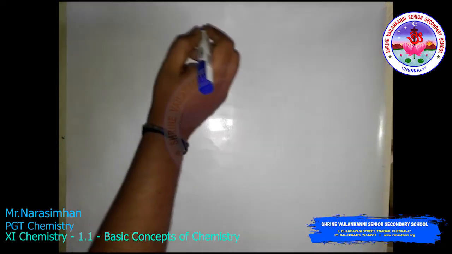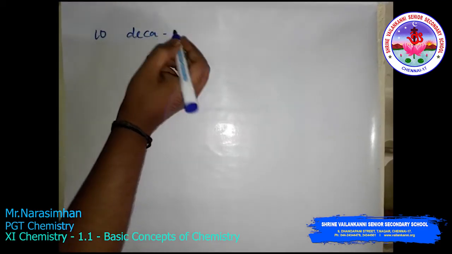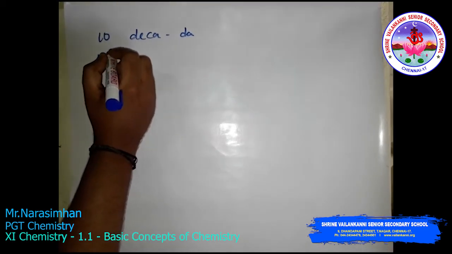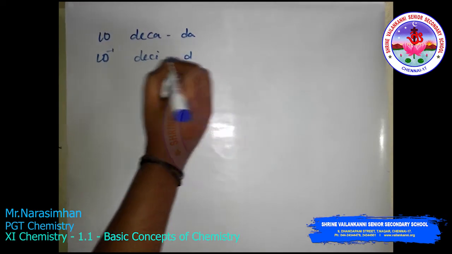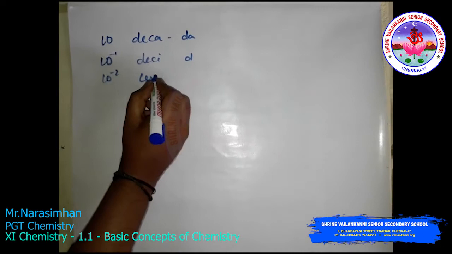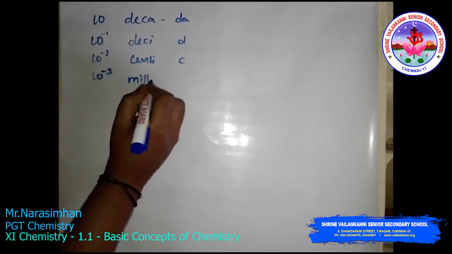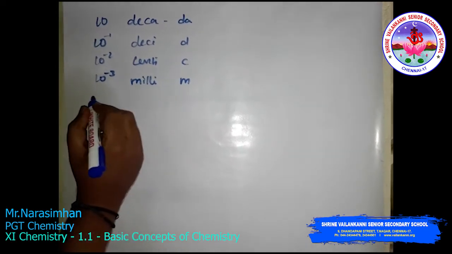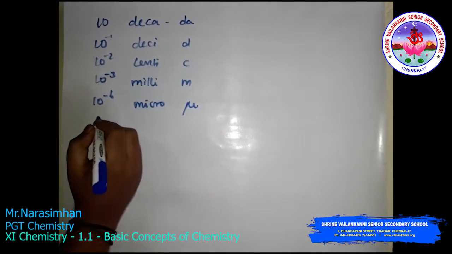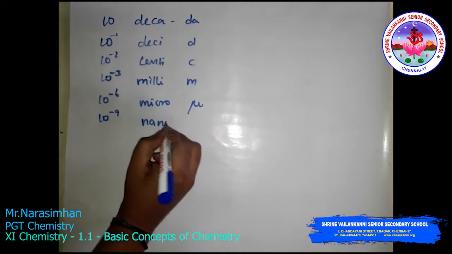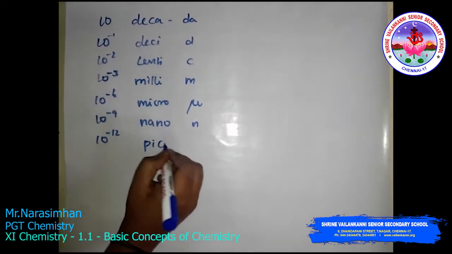The prefixes used in the SI system: 10 is deca, symbol D. 10 power minus 1 is deci, symbol d. 10 power minus 2 is centi, symbol c. 10 power minus 3 is milli, symbol m. 10 power minus 6 is micro, symbol mu. 10 power minus 9 is nano, symbol n. 10 power minus 12 is pico, symbol p.